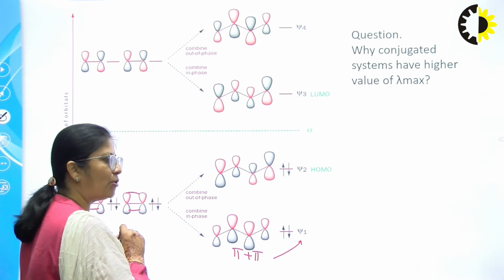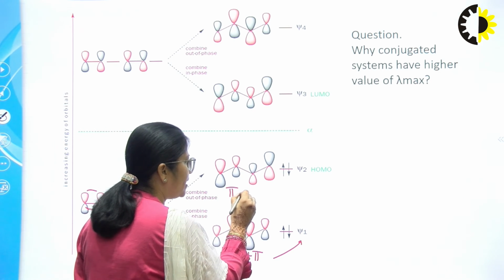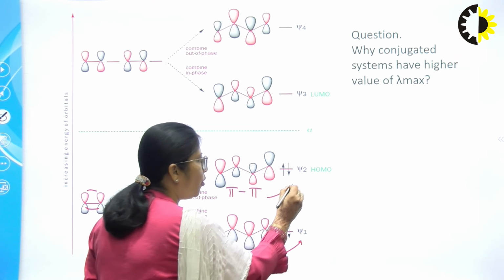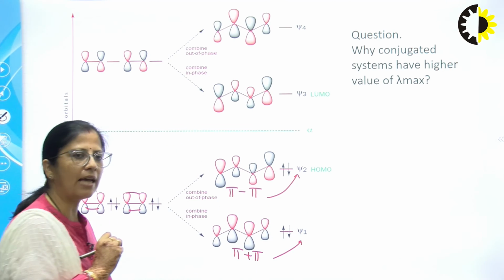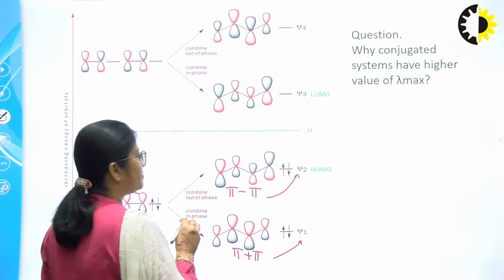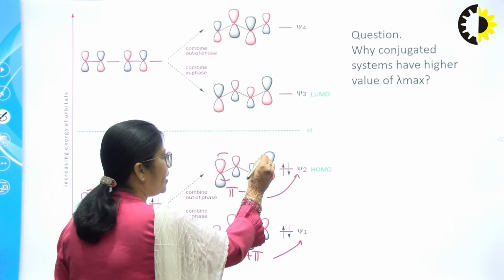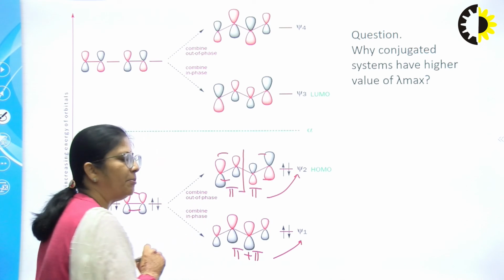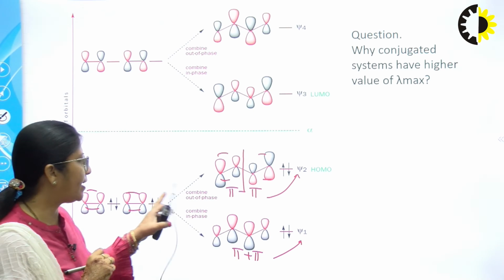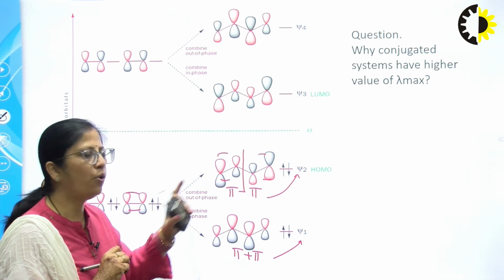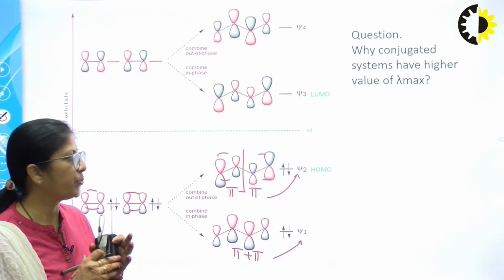If they combine out of phase, that is pi minus pi, then they form psi 2. Here, there is one double bond, but there is a node in between. So when they combine out of phase, one node is present in psi 2.